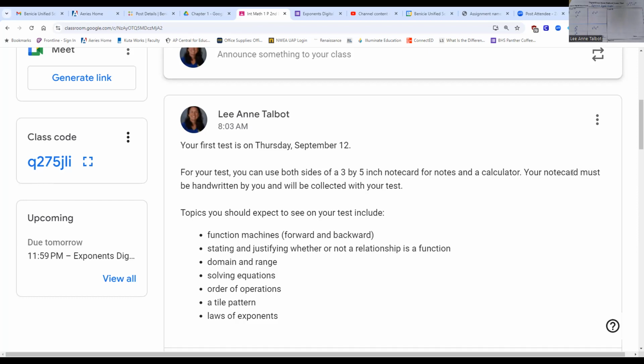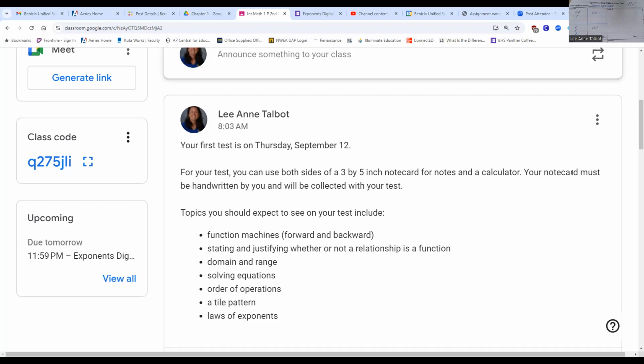Punching machines forward and backward. Do you know what that is? Stating and justifying whether or not something is a function. Do you know what that is? But you also know how to do it with a table. Remember, you're looking for repeating x's to have different y's. Okay. Domain and range. We're all at a different spot with that. Do you know what it is? Well, you don't know what it is, but does everyone else know what it is? I don't know. Well, you should probably study that. That would be a good idea.